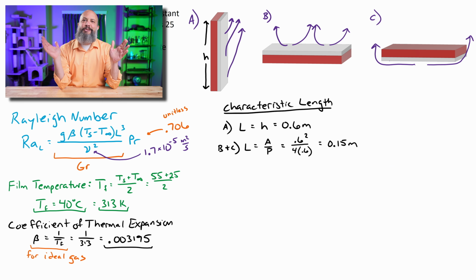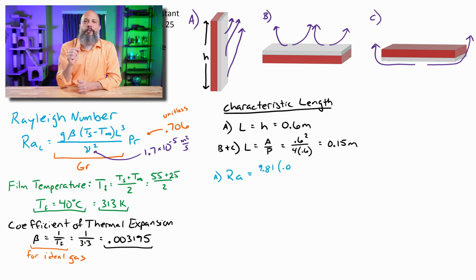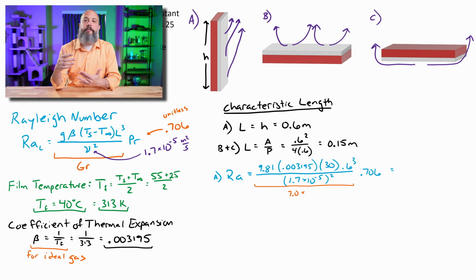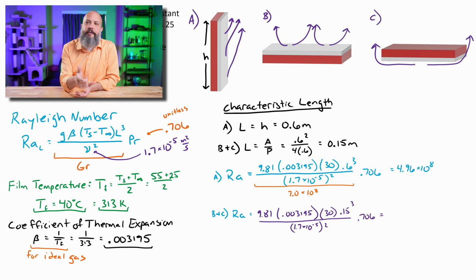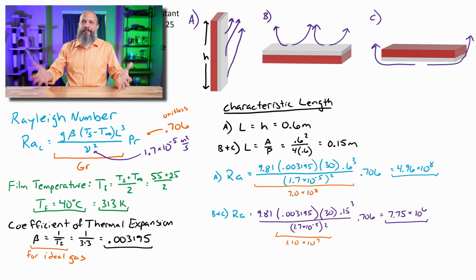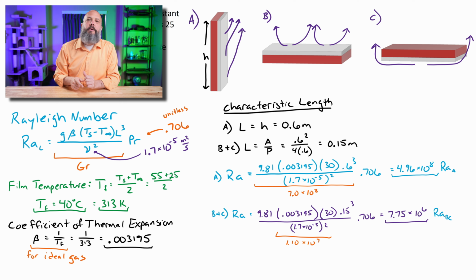Plug numbers into the Rayleigh number, and we can get for case A, the vertical plate, 4.96 times 10 to the 8 as the Rayleigh number. And because there's a different characteristic length, the Rayleigh number is different for the horizontal surfaces, although they're the same as each other: 7.75 times 10 to the 6. Because the length gets cubed, this ends up being like 100 times smaller, not just like 4 times smaller. Now we should be able to jump into the problems, and once we find the equations, I think we'll have everything we need to just kind of plug in and boom, boom, boom.